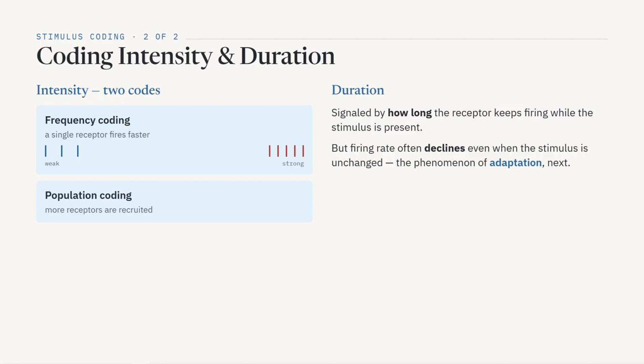Duration, in principle, is just how long the receptors keep firing while the stimulus is present. But here's the twist. Receptors often stop reporting a stimulus even when it hasn't changed. Their firing rate declines over time. That phenomenon is called adaptation. And it's important enough to earn its own slide, which is exactly where we're headed next.